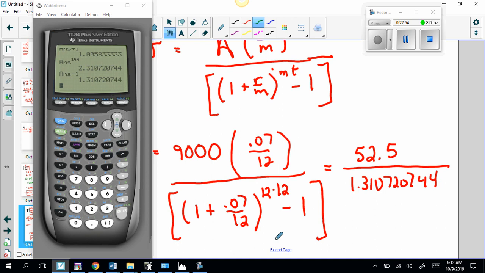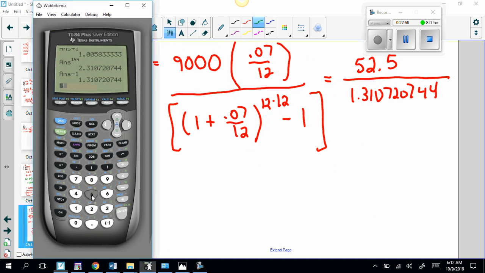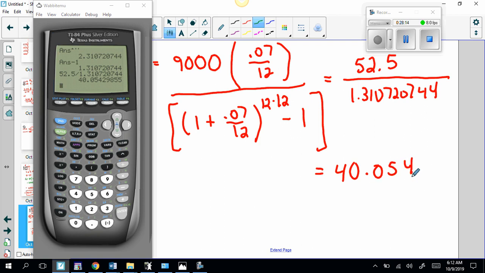1.310720744. 52.5 divided by 1.310720744. And I need to make $40.05 payments. Keep the 5. 40.05.